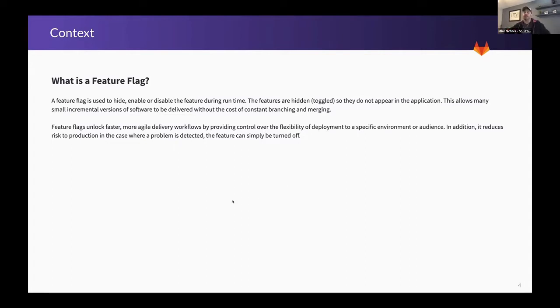Some common use cases are targeting a specific environment or targeting a specific audience. A lot of times developers will check in or merge code that's not complete. You don't want that shown to front-end users, so you'll just hide it behind a feature flag until it is ready to be shown.